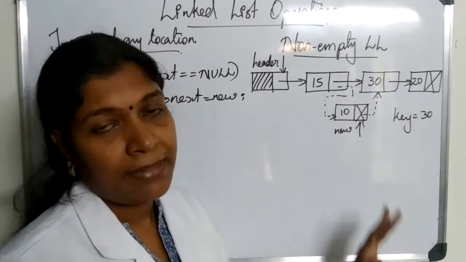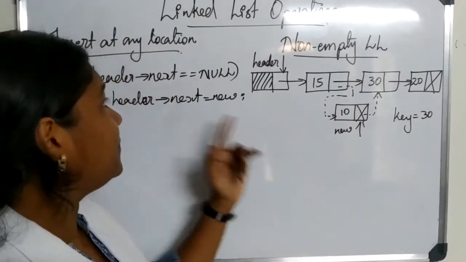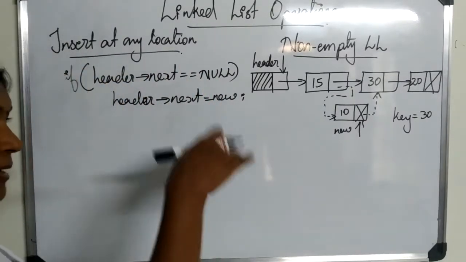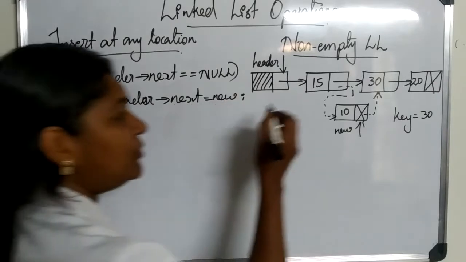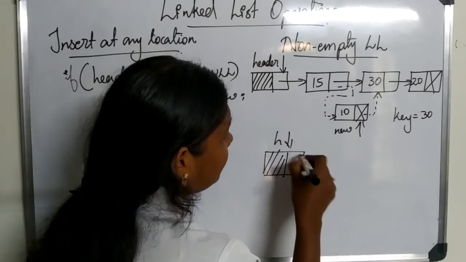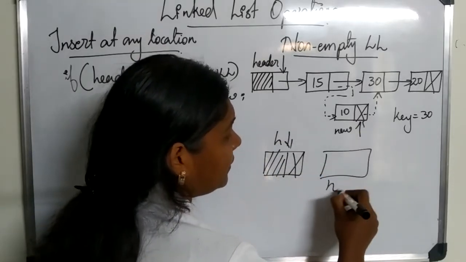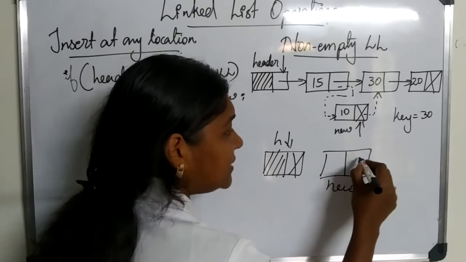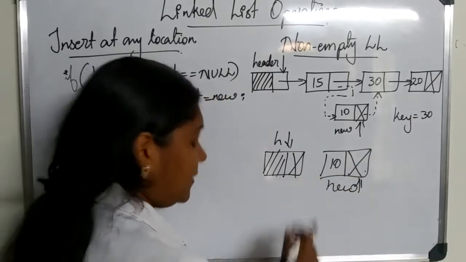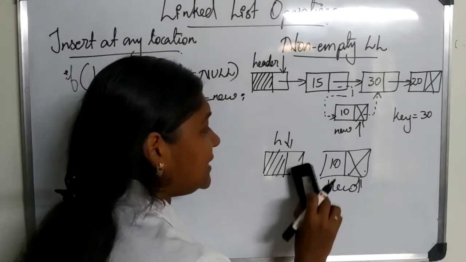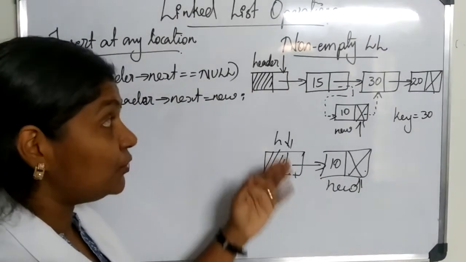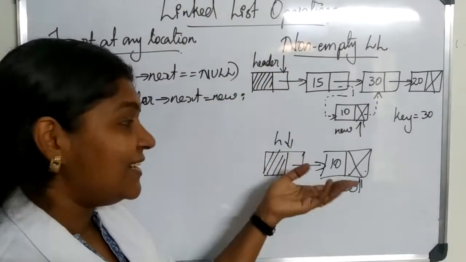So the only thing remaining to do in the empty case, insertion into an empty linked list, is header.next is equal to new. This is our header node and this is our new node. I have already explained this case, still I am explaining once again. So this is our case. What we need to do is reset this link part to point to new. This is the only thing we need to do in the empty linked list insertion.